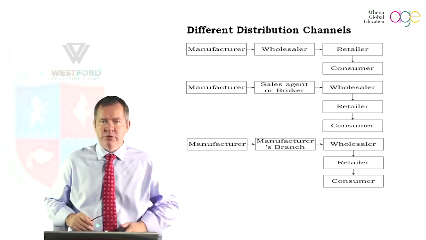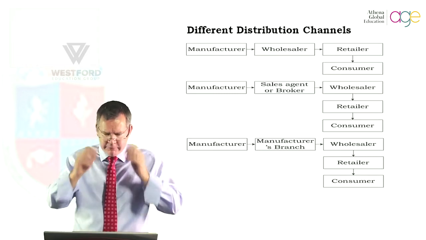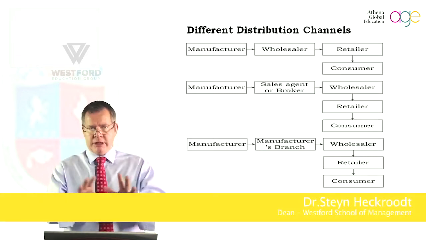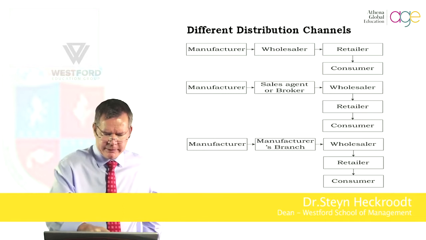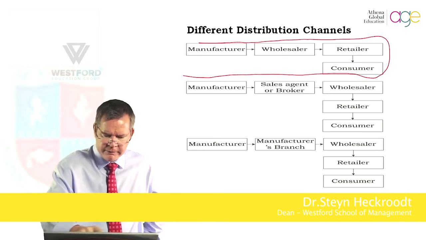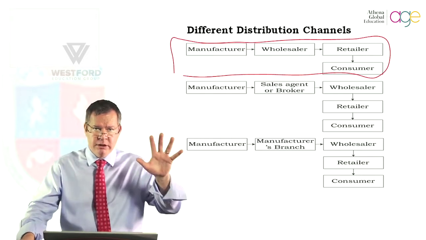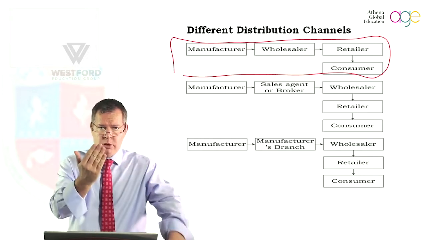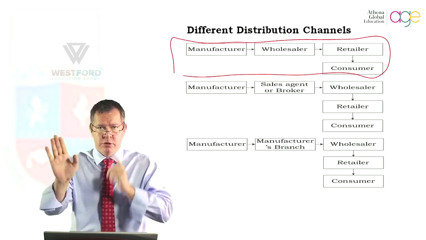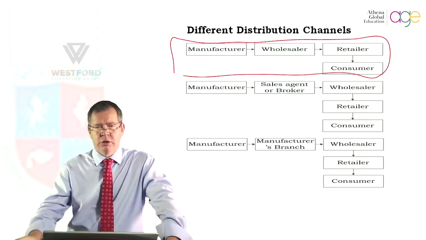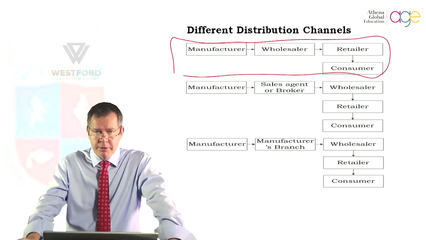What I've done to simplify it, I'm giving you three different structures to a distribution channel here. The first one there is the most common and most simple one. You have a manufacturer that supplies to a wholesaler. It supplies to retail, ultimately distributing to the customer or consumer.